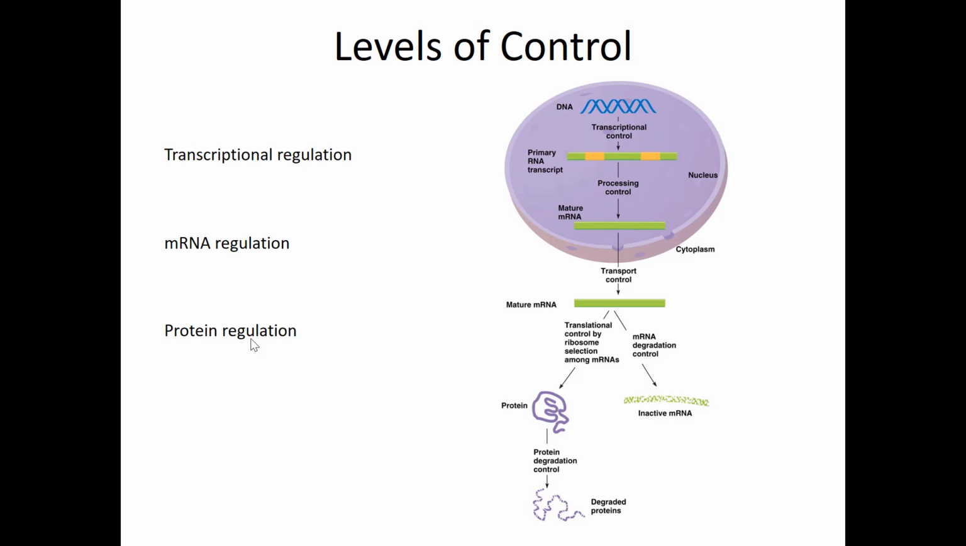And this is going to involve mainly marking proteins for degradation. And you do that by putting a ubiquitin marker on it. You call that ubiquitination, or even SUMOylation, the small ubiquitin-like modifier. Again, those are marking proteins for degradation.